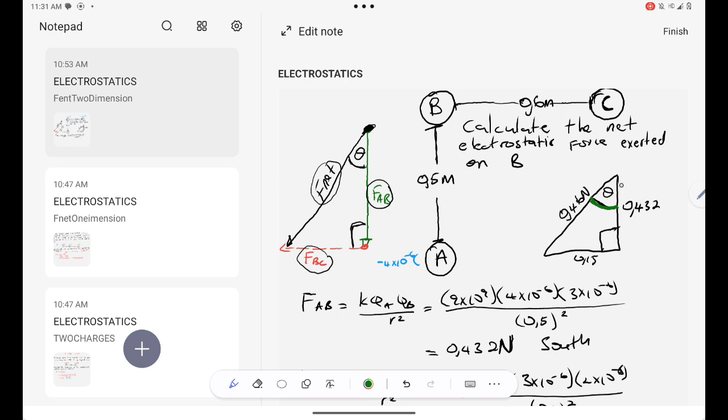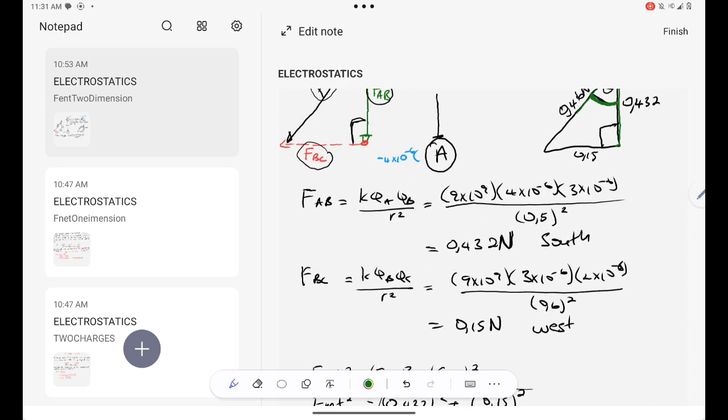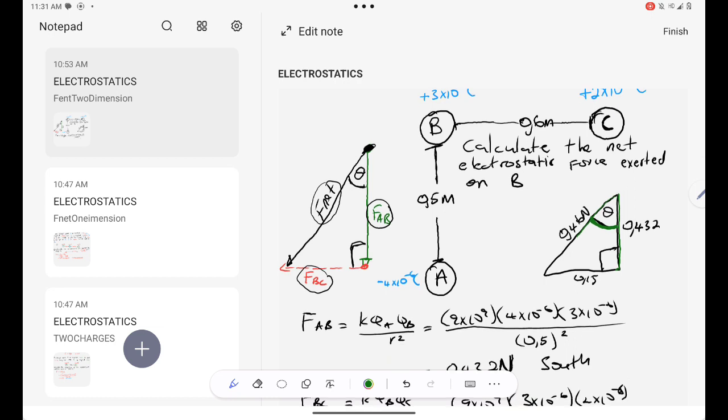Are you together? This was the direction, but it will go towards the south as well at that angle over there. So how to calculate this? Simply say 0.46 newtons south, 19.19 degrees west. That's how, guys, we're supposed to tackle this question. Whenever you deal with forces in two dimensions, that's how you need to calculate.